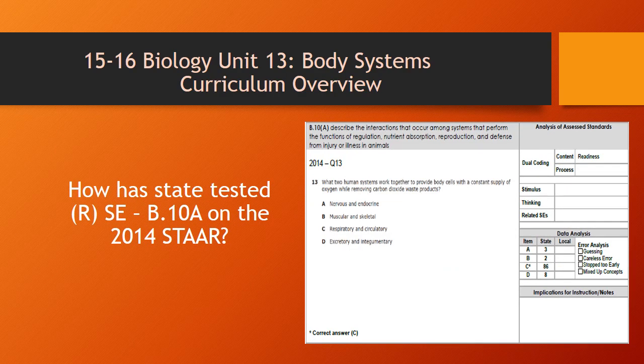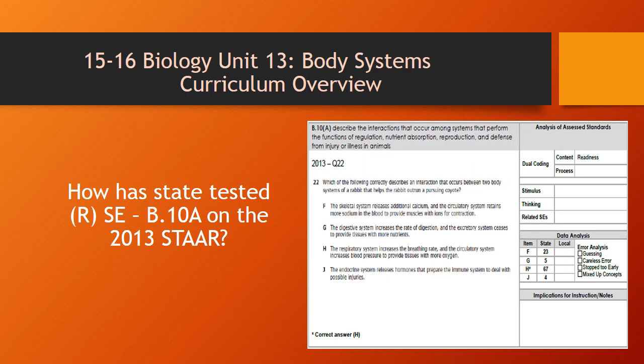And as we look at a 2014 question over 10A, what two human systems work together to provide body cells with a constant supply of oxygen while removing carbon dioxide waste products? And this question is specifically talking about the body systems that are interacting to perform the functions of regulating the flow of oxygen and carbon dioxide, and how the exchange occurs within the body. So that question is specifically focusing on regulation.